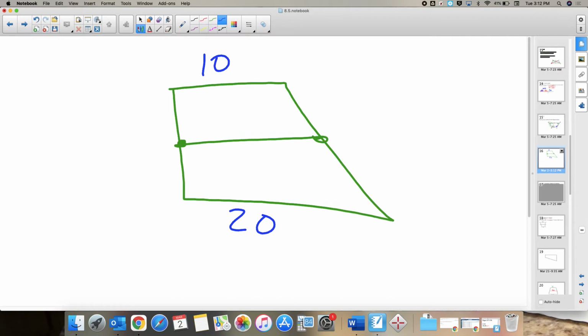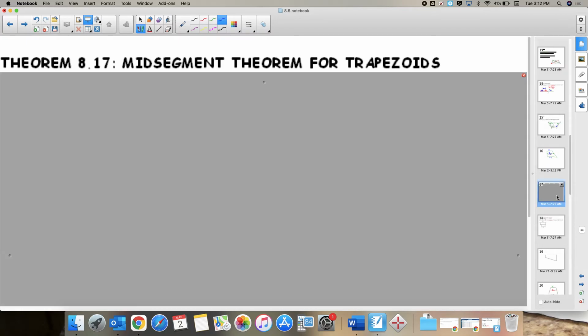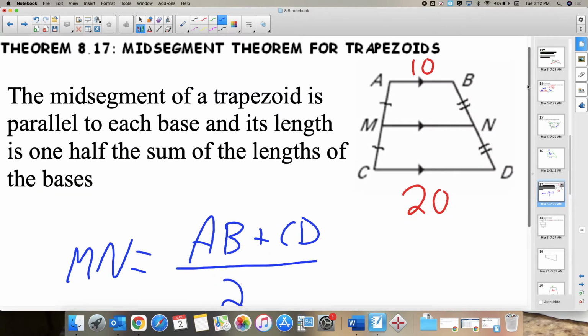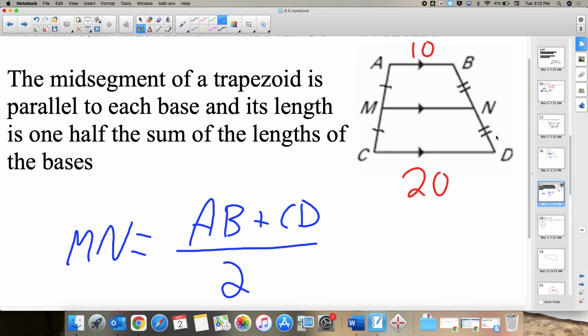So I'm going to do 10 plus 20 is 30. The average of it, so I add them together and I divide by 2. So the length of my mid-segment here would be 15. And that is exactly what my theorem says. The mid-segment of a trapezoid is parallel to each base. And then it's half the length, half the sum of the length. So it is the average of those lengths. So if the top base is 10, the bottom base is 20, our mid-segment would be 15.